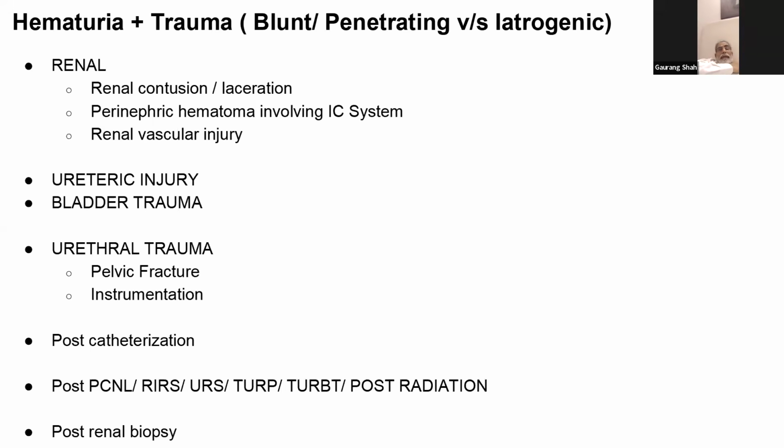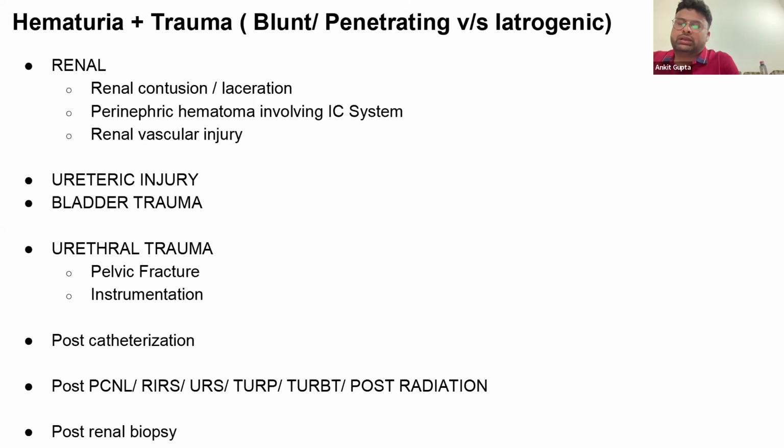Okay. So, Ankit, can you just classify the renal laceration, contusion, or renal trauma? Sir, it is classified according to the AAST grading system. Grade 1 is contusion. Grade 2 is laceration less than 1 centimeter. Grade 3 is laceration involving the renal parenchyma that is more than 1 centimeter.